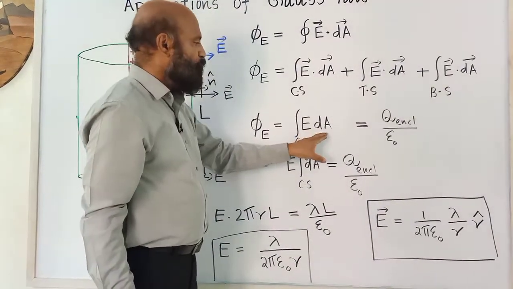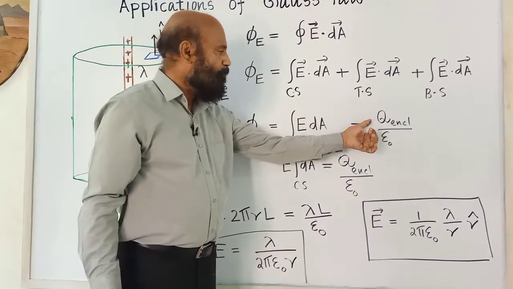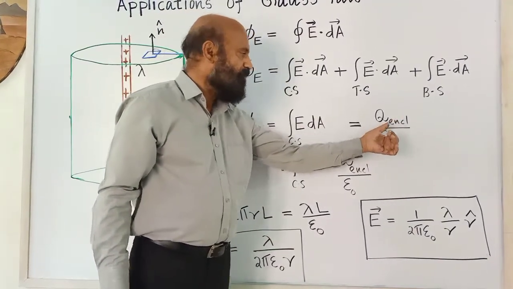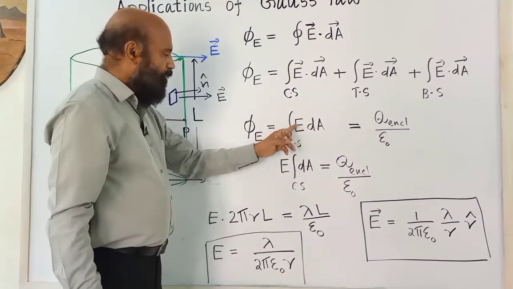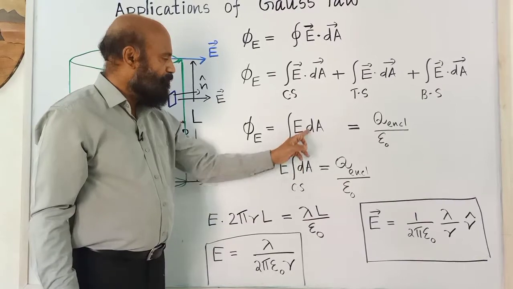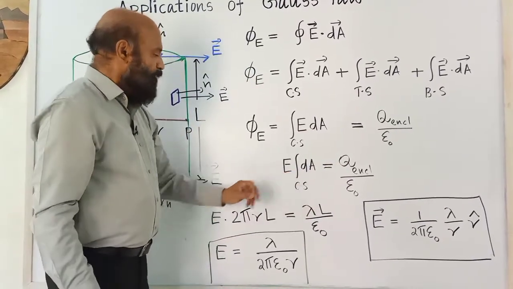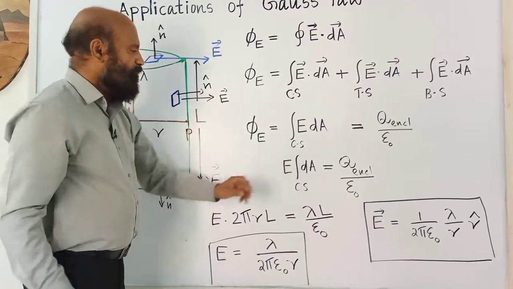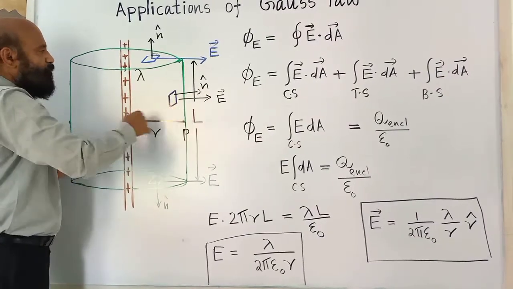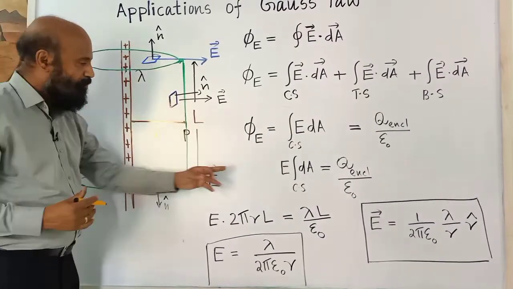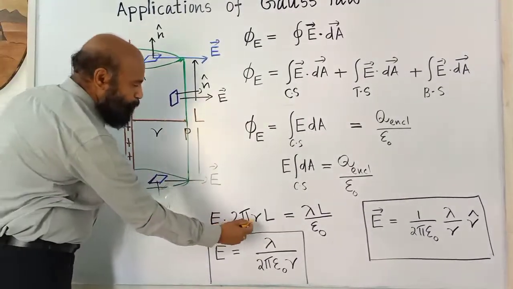The first term is E into dA. According to Gauss law, total flux is equal to 1 by epsilon 0 times the net charge enclosed. Now E can be taken outside, then integral of dA is equal to Q divided by epsilon 0. Then E integral of dA, for the curved surface, the area of the curved surface is 2 pi RL.